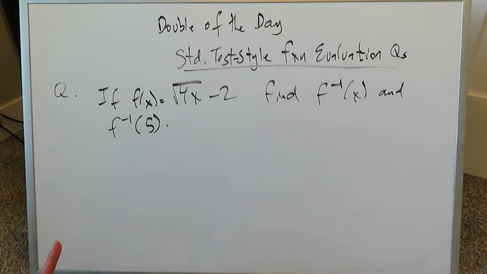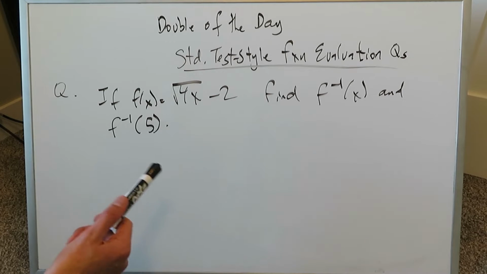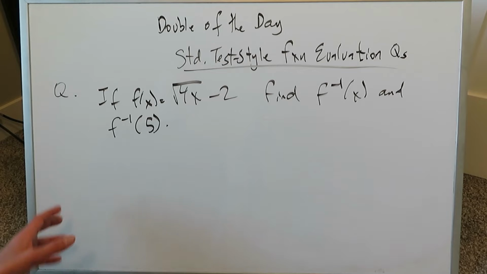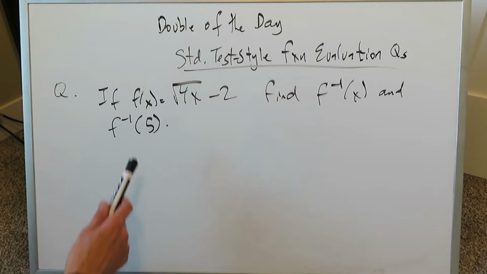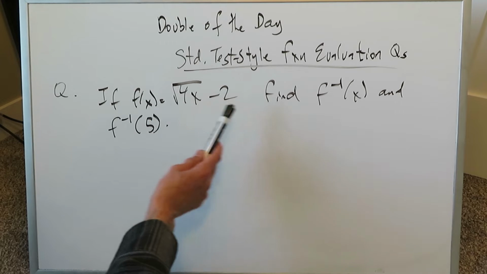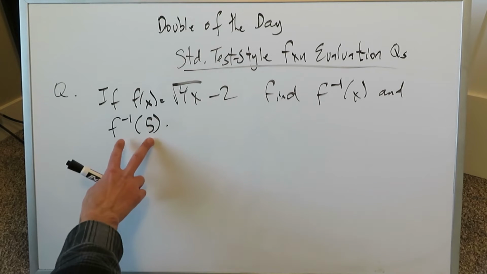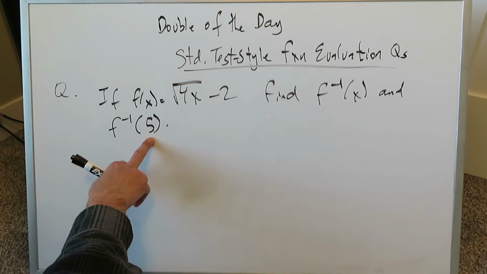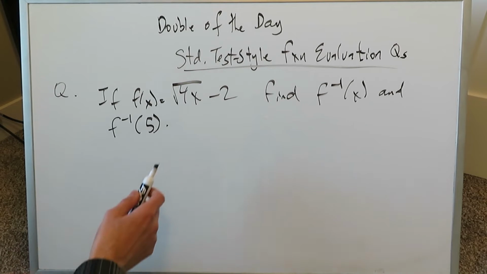We're looking at some more standardized test-style function evaluation questions. We've presented a video just like this right prior to this one, and in this one we'll be looking again at two questions. Our first question is this: we have an f of x which is equal to root 4x minus 2. We have to find the inverse of this function and then evaluate that with regards to an input value of 5. How do you go about doing that?